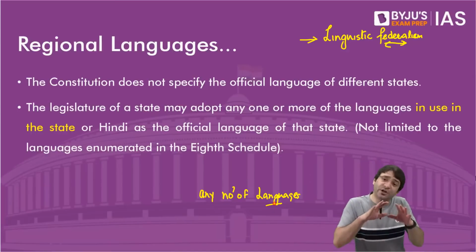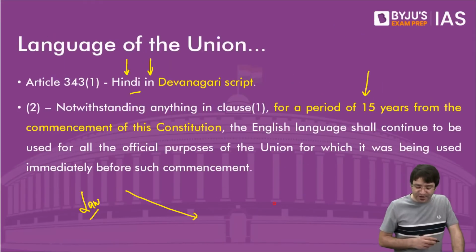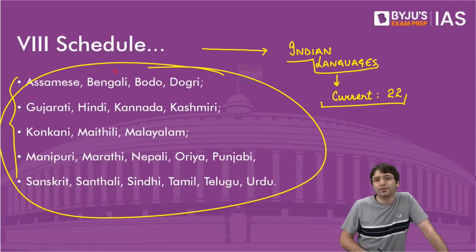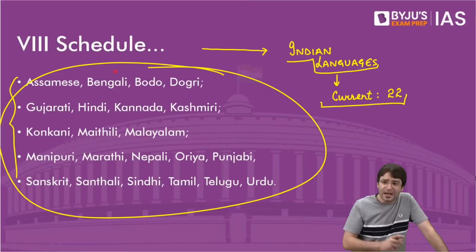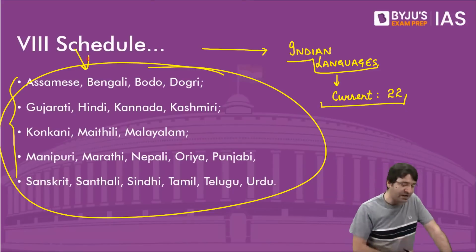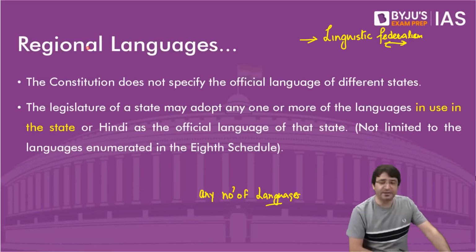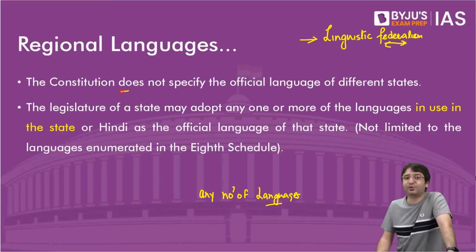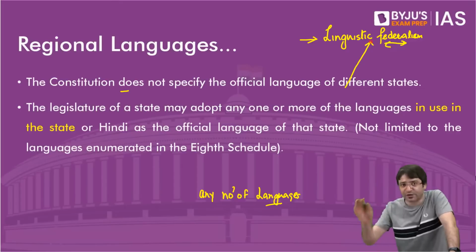And the constitution does not even say that a state has to choose its official language only from this list. You can even go beyond Schedule 8 of the Constitution and choose a language as the official language of your state, even if it is not mentioned in the 8th schedule of the Constitution. Which means, what is going to be the regional language? Constitution does not specify the official language of different states. That means giving states their own power. You decide your official language.